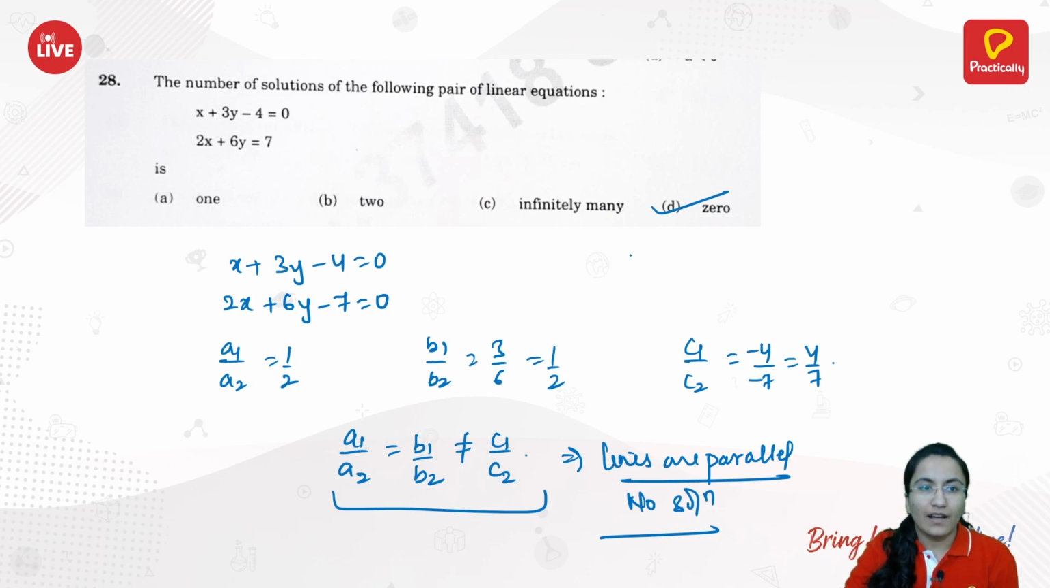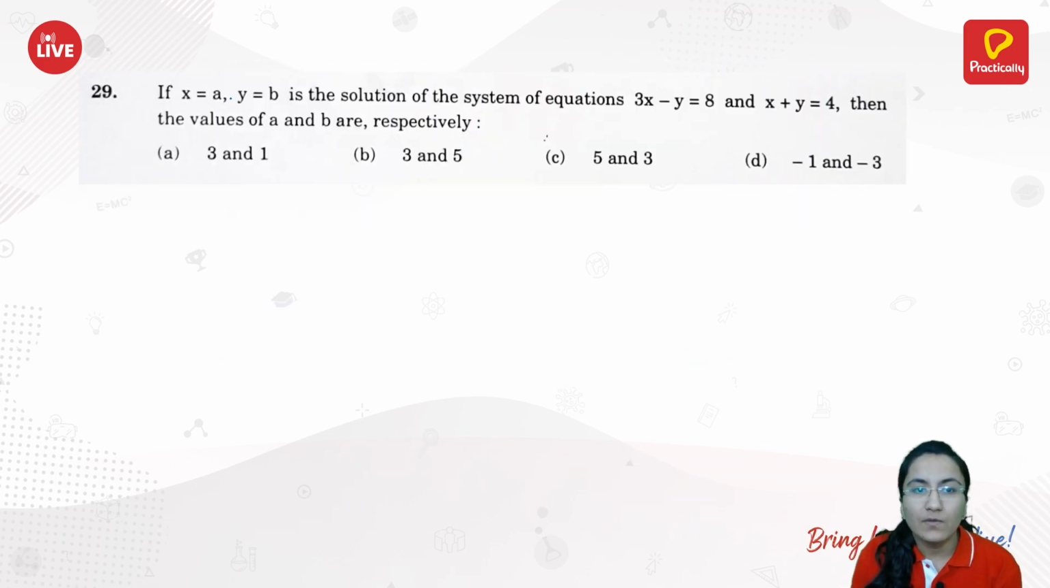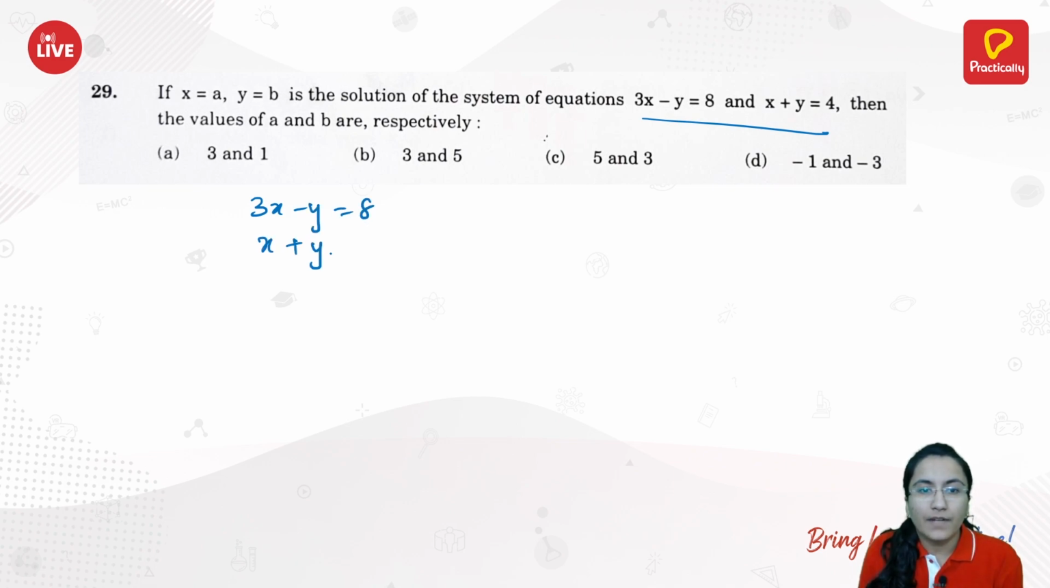Next question you have is, if x equals a and y equals b is the solution of the system of equations, then the values of a and b are respectively. Basically, they are indirectly asking you to solve these two equations and find the solution. So we have 3x minus y equal to 8 and x plus y equal to 4. Elimination method would be easier here. Directly add up the equations.